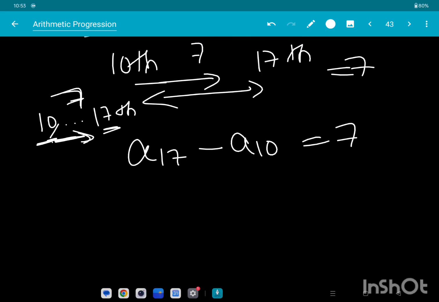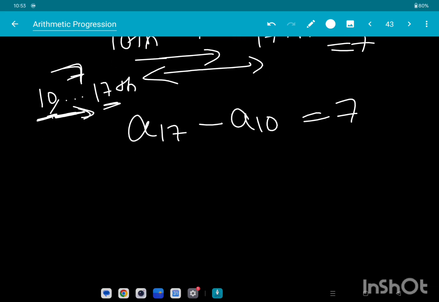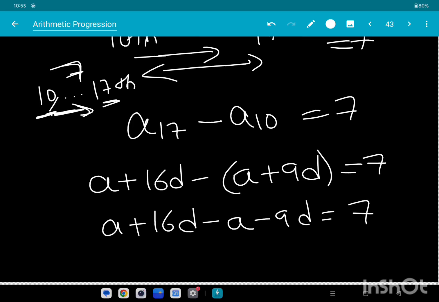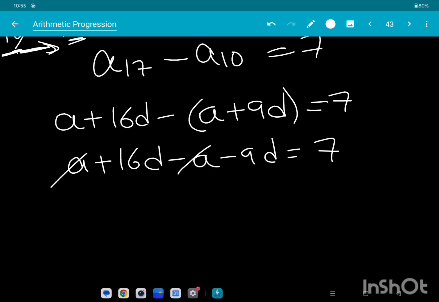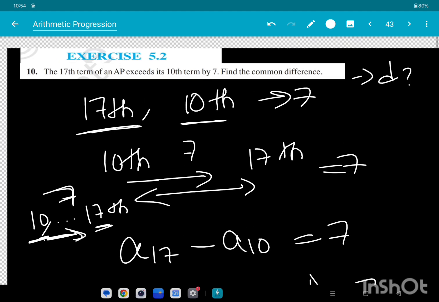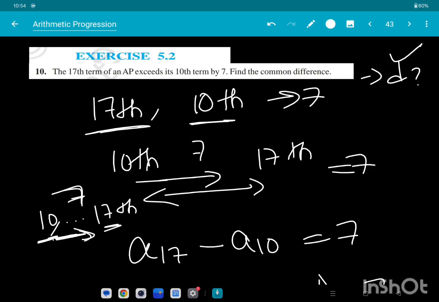How can I do it? Can I write A17 as A plus 16D, minus, here I can write A plus 9D, is equal to 7. If I solve this, A plus 16D minus A minus 9D is equal to 7, right? So plus A minus A cancel, 16D minus 9D, which means 7D is equal to 7. 7 ones are 7. So the D value is 1. The question they are asking, right? We need to find the D value only. So the D value is 1. We got the D value as 1.